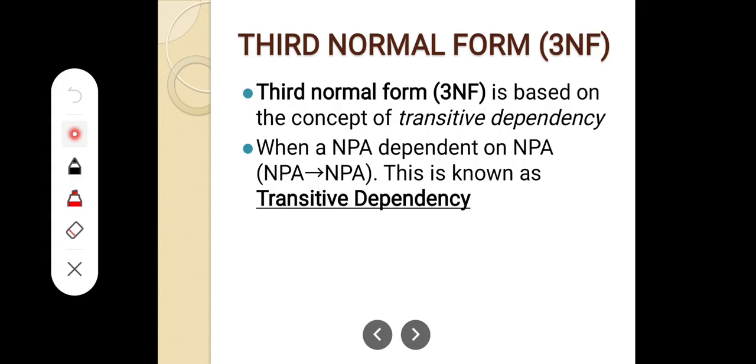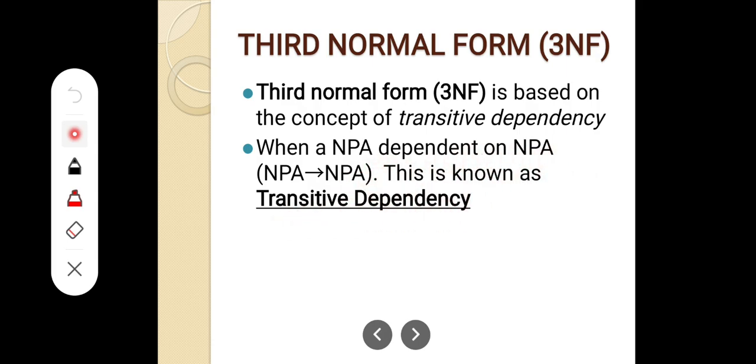What is the third normal form? Third normal form is based on the concept of transitive dependency, that is, the transitive dependency does not occur. How can we identify a transitive dependency in 3NF by looking at the functional dependency? If a non-prime attribute determines a non-prime attribute, then it is a transitive dependency. When a non-prime attribute is dependent on another non-prime attribute, this is known as transitive dependency.